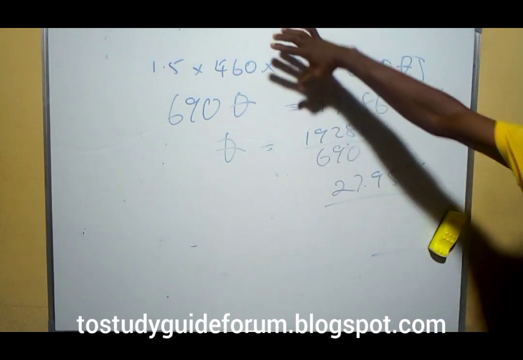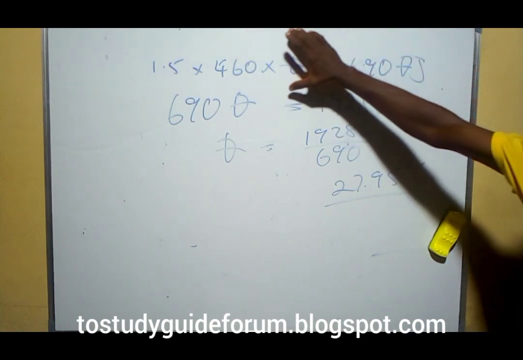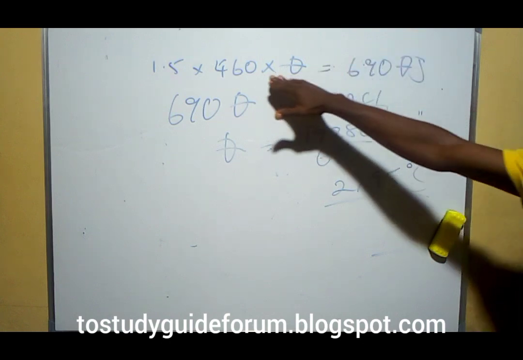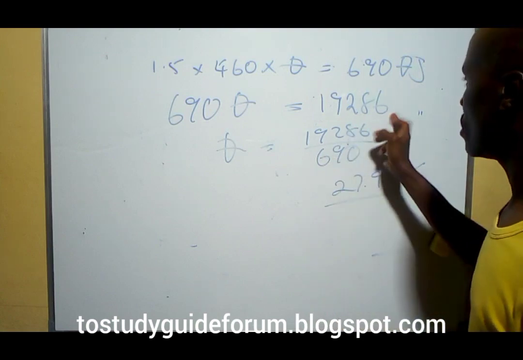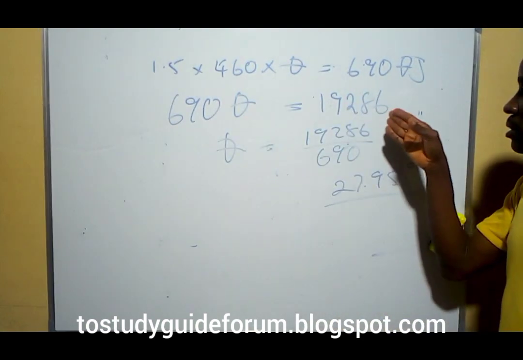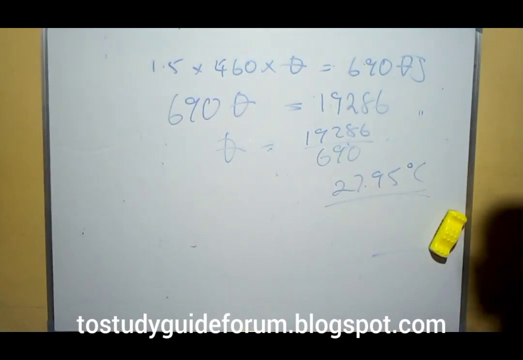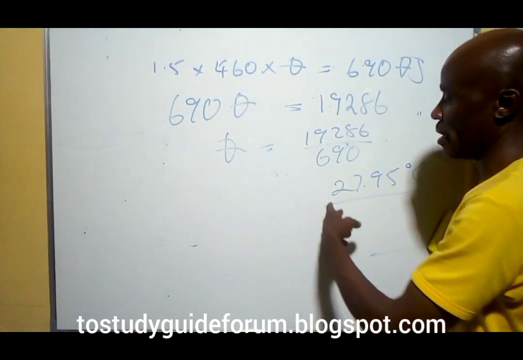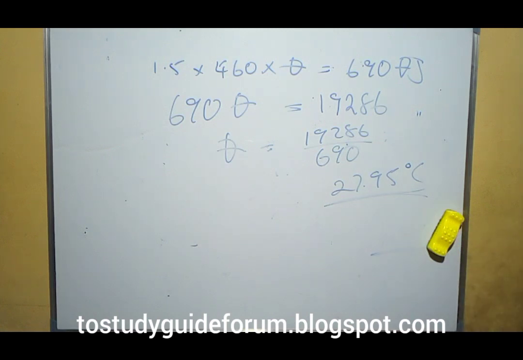Because the heat gained by this one is equal to the heat supplied by the other. Heat gain is equal to heat supply. By so doing, you'll be able to get everything you need. So in the case of the temperature change, we divide the heat supplied by 690 to get our answer. Thank you so much.